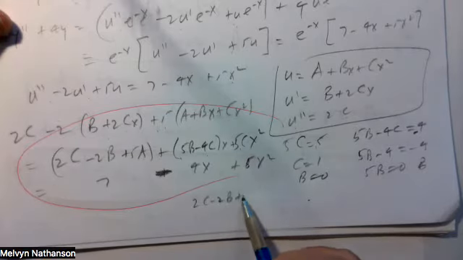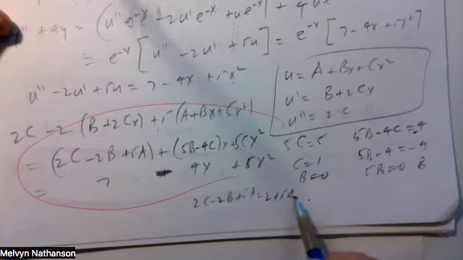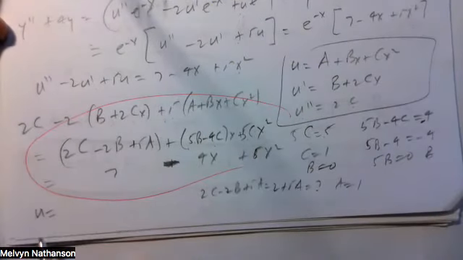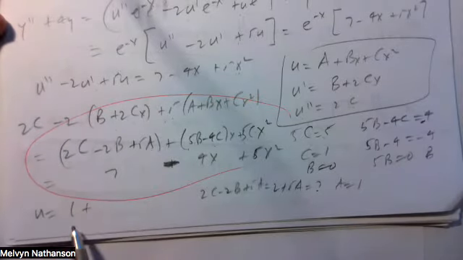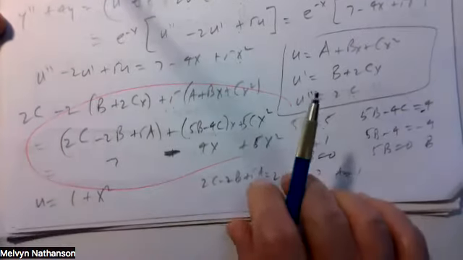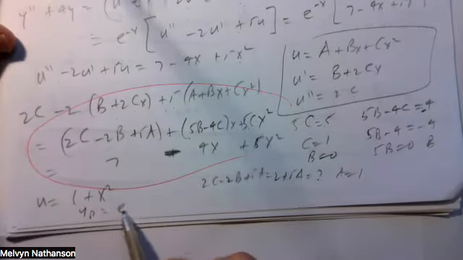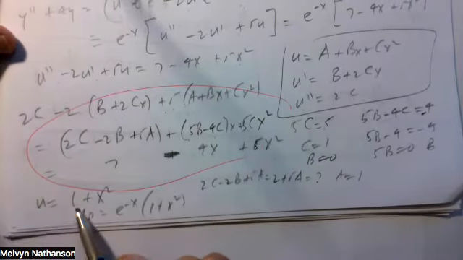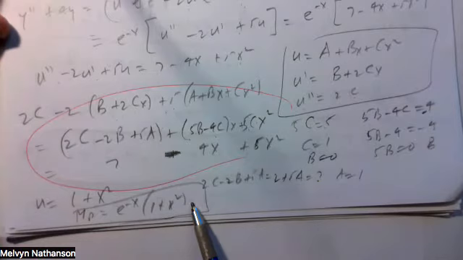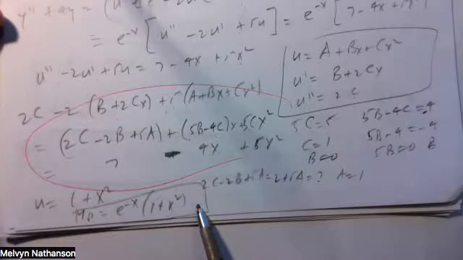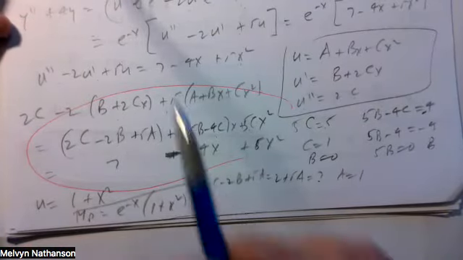And if b is 0 and c is 1, 2c minus 2b plus 5a is 2 plus 5a equals 7. So a equals 1. So I get my function u: a is 1, b is 0, c is 1. It's 1 plus x squared. And my particular solution for this differential equation is y sub p is e to the minus x times 1 plus x squared. So that's the particular solution. And the general solution is, again, any linear combination of the solutions to the homogeneous equation, which were cosine 2x and sine 2x.